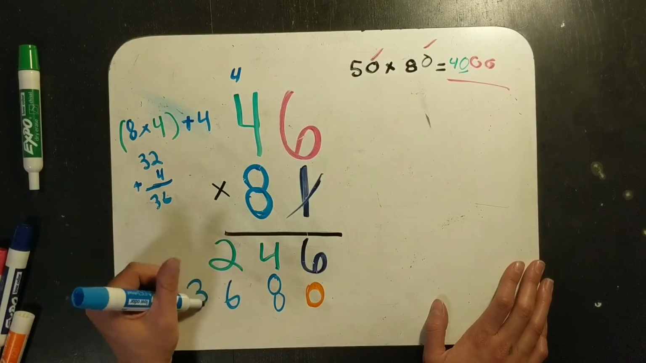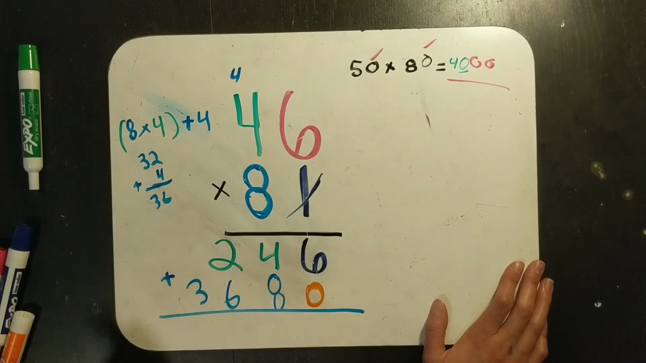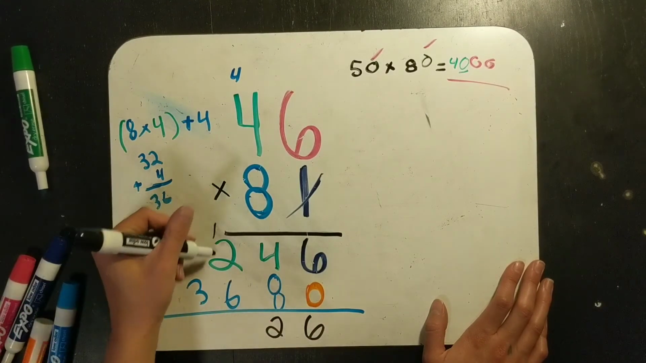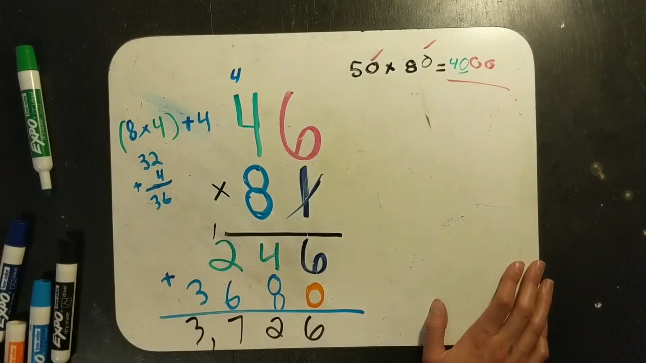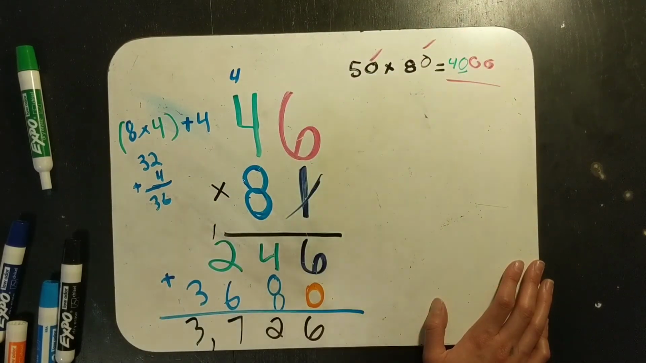So 36. Pause the video, add these together, get your answer, come back and check it. Go. 6, 12, 7, 3,726. Make sure you take a picture of your work and either type in your estimate or grab a picture of your estimate.